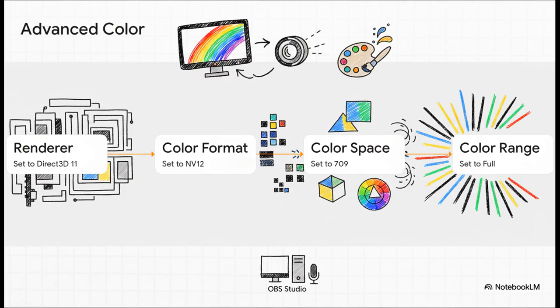Set your renderer to Direct3D 11 for stability. Your color format should be NV12, and color space should be 709. But the most impactful setting right here is setting the color range to full. This is what makes sure your recording captures the entire spectrum of colors, making everything look rich and vibrant instead of kind of sad and washed out.